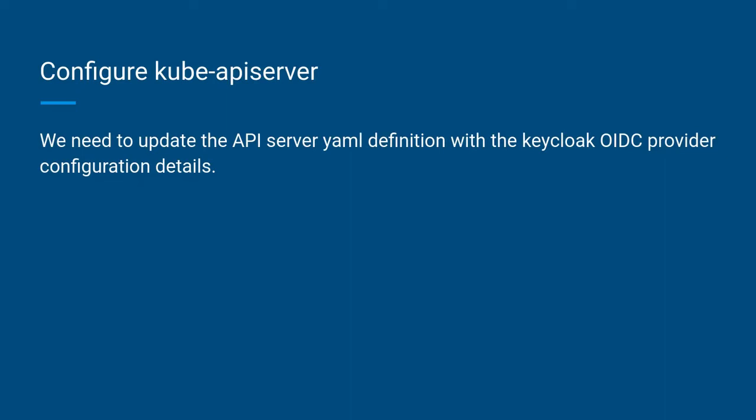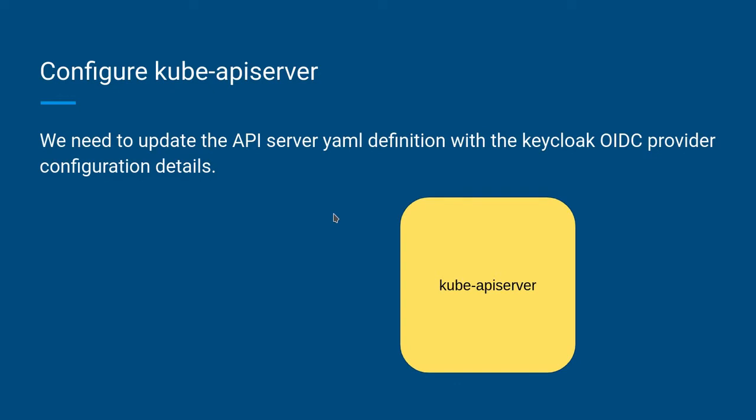Now the next step is to configure the Kube API server. We need to update the API server YAML definition with the Keycloak OIDC provider configuration details. So what are those details that we need to configure on our Kube API server? Let us see those details.